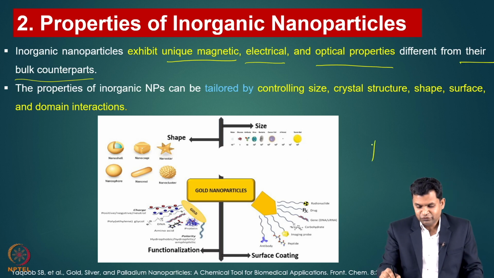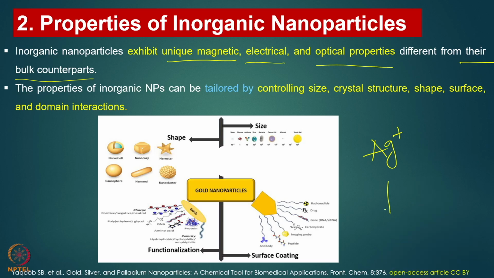Nothing but, if you take a silver ion, it will not show such properties. When it is converted into silver particles, silver nanoparticles, after the reduction, then it will show such magnetic, electrical and optical properties. Of course, with silver it is not possible for the magnetic one, whereas iron oxide nanoparticles will give the magnetic properties.